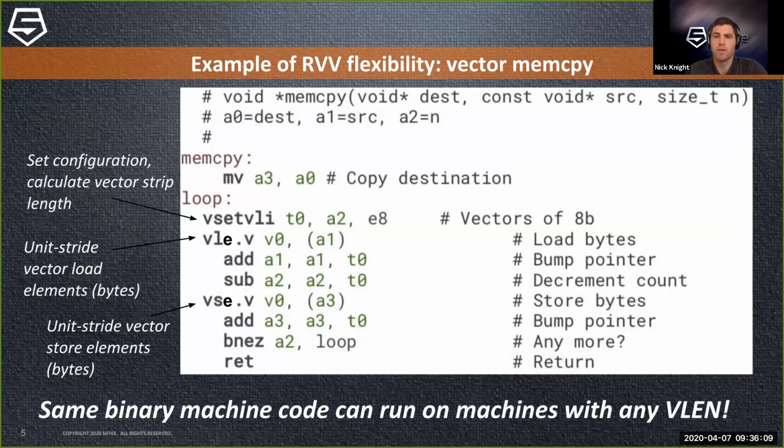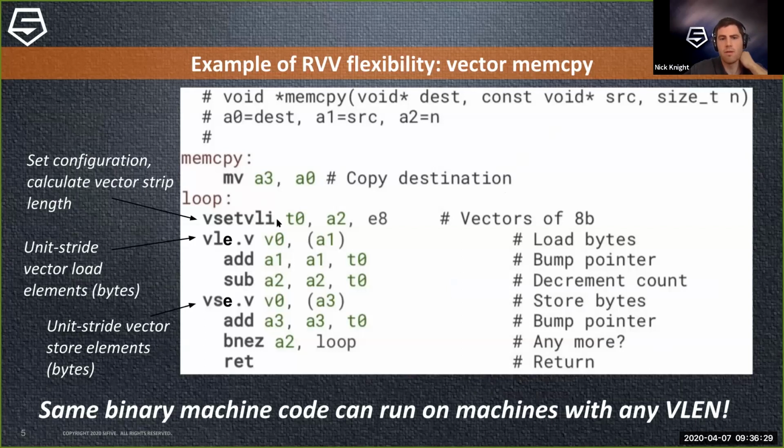The source vector that's getting copied into the destination array is in A1, and A2 is the length. So on the top is the C prototype you might see. Moving down into the code, you'll see that the first thing we do, of course, is back up the destination pointer to the output, and then we drop into the main loop.